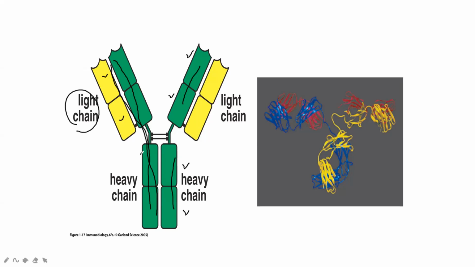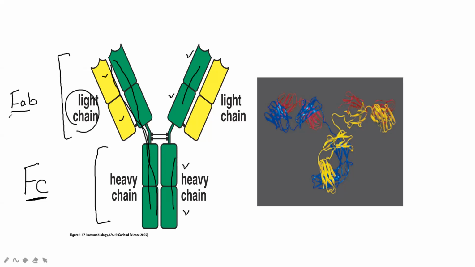Keep in mind, this part of the antibody is known as the FC part, and this part of the antibody is known as the FAB part. That is the antibody according to structure: heavy chain, light chain, heavy chain, light chain.